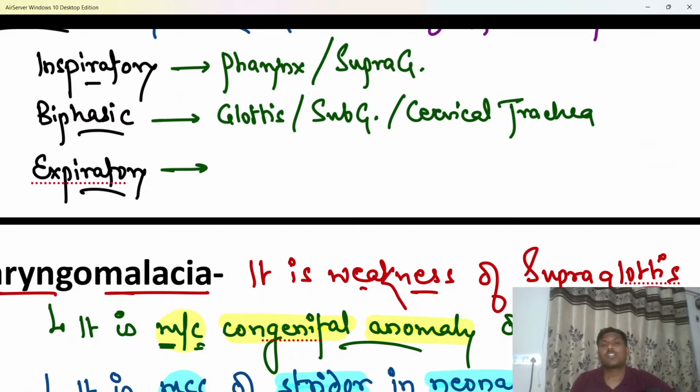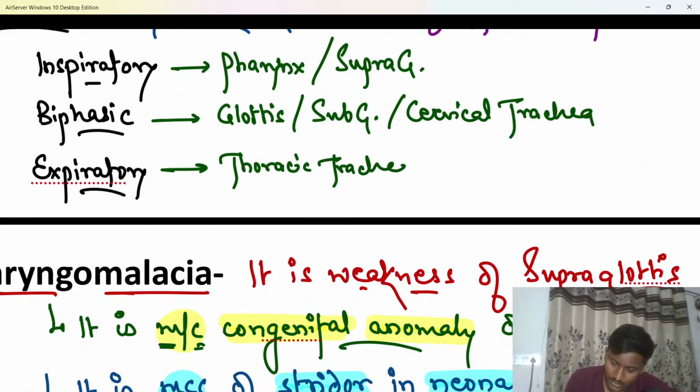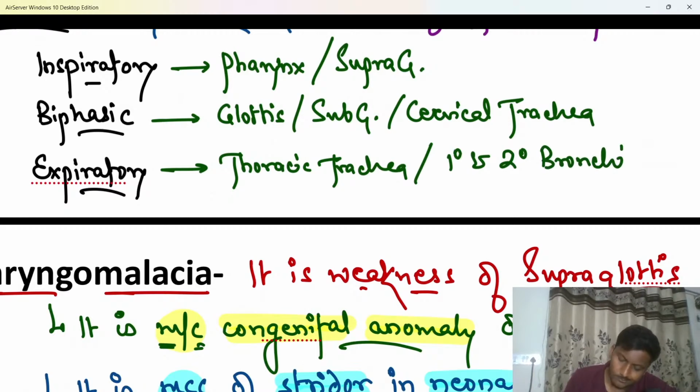So if there is obstruction in the thoracic trachea or the bronchi, beta, then it will lead to an expiratory stridor. So obstruction at the level of the thoracic trachea, or in the primary and secondary bronchi, will lead to an expiratory stridor. Got it? So that has to be remembered.